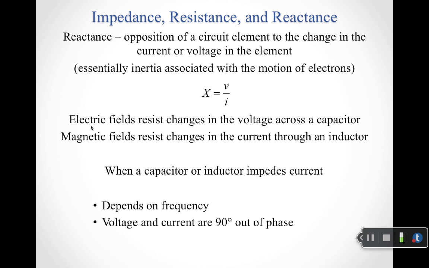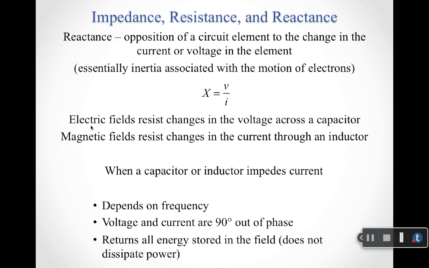The voltage and current are going to be 90 degrees out of phase, and we'll come back in a minute and see exactly in which case the current leads the voltage and in which case the voltage leads the current. But the important thing is that when we're talking about the reactance, and so we're talking about the current and voltage across either a capacitor or an inductor, those two quantities, the voltage and the current, are out of phase with each other by 90 degrees.